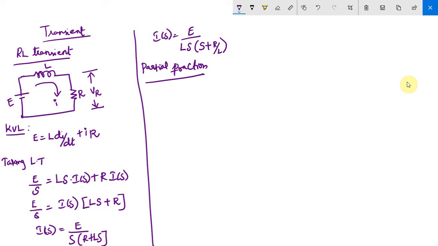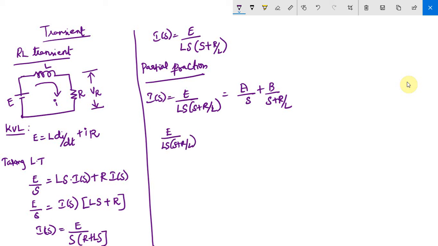So taking partial fractions, we have I(s) = E divided by Ls into (s + R/L), which is equal to A divided by s plus B divided by (s + R/L). Here A and B are the two constants we have introduced. So taking the LCM, we get A into (s + R/L) plus B into s, divided by s into (s + R/L).